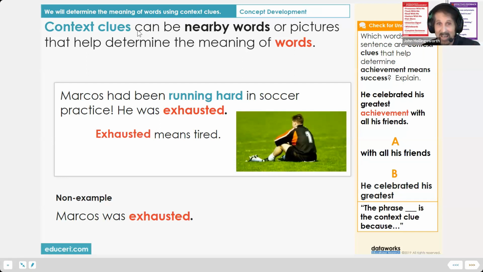Okay, basically this is the way it's taught. To get EL out of it, a lot of listening, a lot of speaking, every sentence. I would even have the class read this. Class, we're going to read the question. Which word in the sentence are context clues that help determine achievement means success? And here's the sentence. Listen carefully. He celebrated his greatest achievement with all his friends.